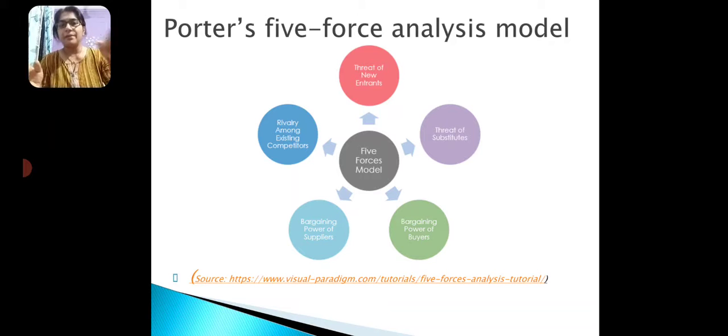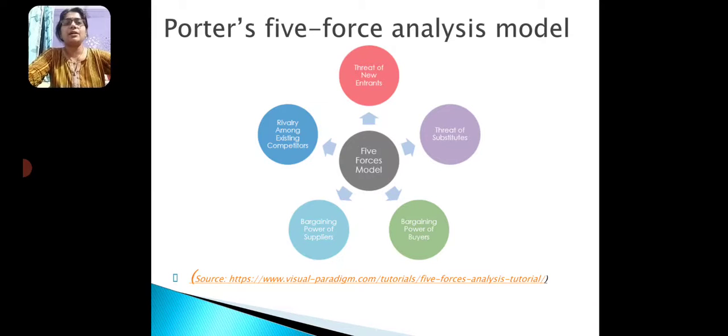So there are 5 elements in the diagram. At the center you have the 5 forces, or I can say the competitive forces in the industry. If we start from threat of new entrants, then I have threat of substitutes, then bargaining power of the buyers, then bargaining power of the suppliers, then rivalry among the existing competitors. All these 5 factors determine the competitiveness of the industry. So let us take one by one.